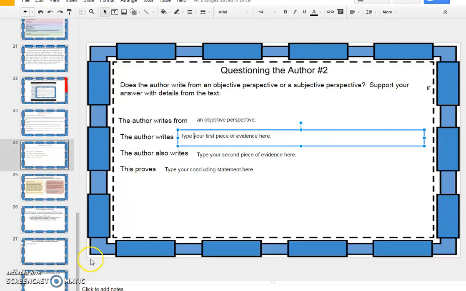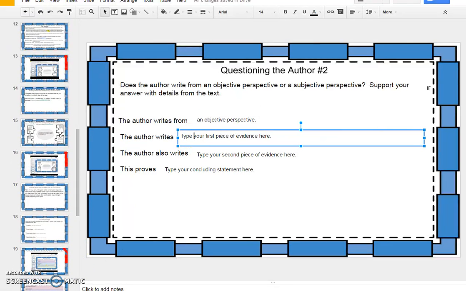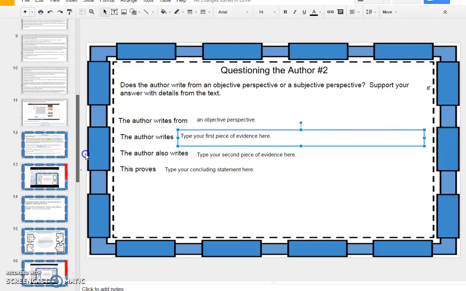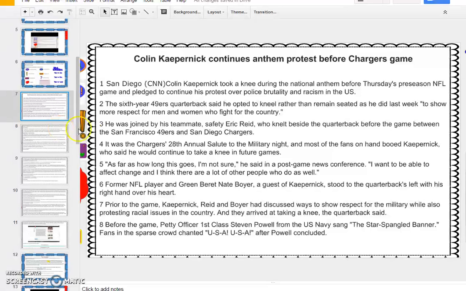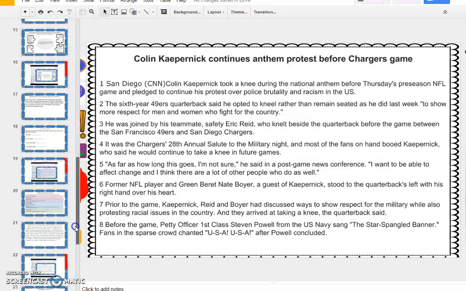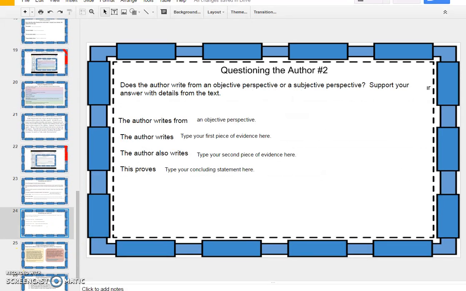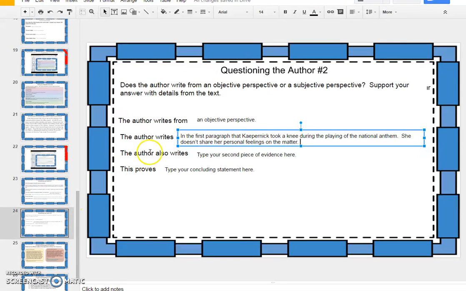Now I'm going to go back up to the passage and find some text evidence. I'm looking to see what I can paraphrase to show that it's really just an objective perspective. I'm going to take this information just from the first paragraph. I can talk about how in the first paragraph, the writer simply stated that Kaepernick took a knee during the national anthem without sharing her personal feelings. The author writes in the first paragraph that Kaepernick took a knee during the playing of the national anthem. She doesn't share her personal feelings on the matter.